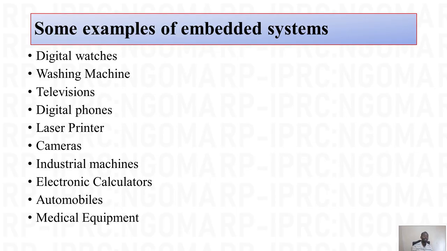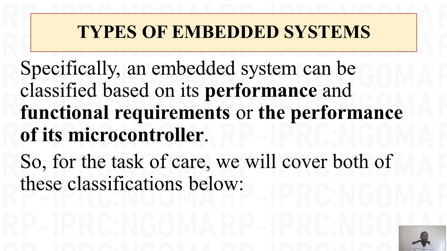Some examples of embedded systems: digital watches, washing machines, televisions, digital phones, laser printers, cameras, industrial machines, electronics, calculators, automobiles, mechanical and medical equipment.